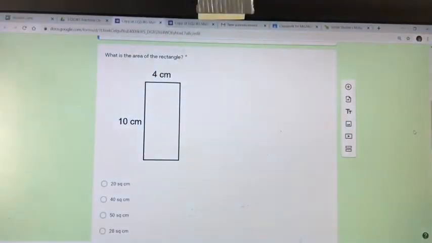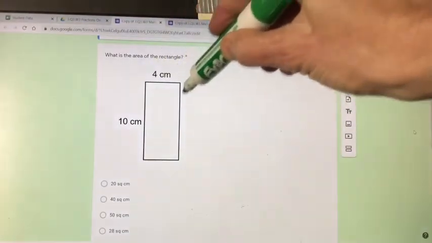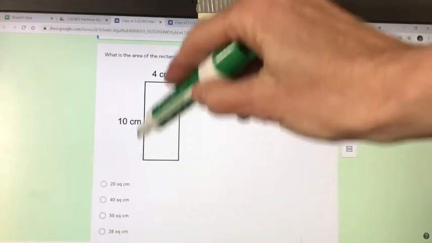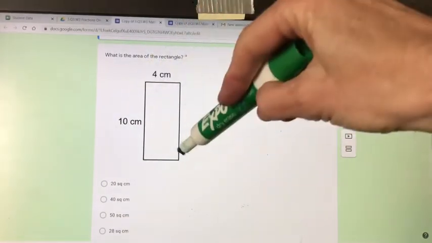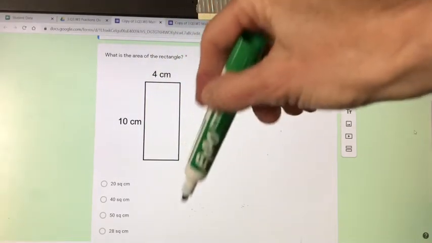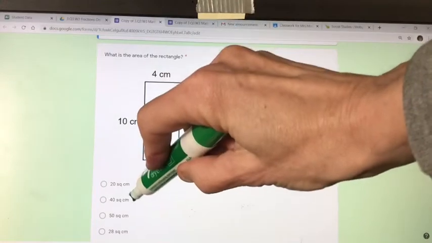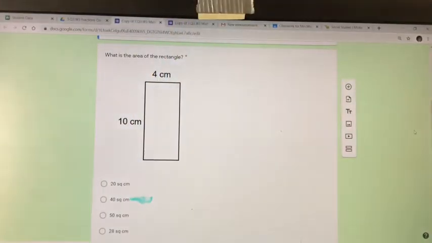Be careful, the bottom one says 28. If I was finding the perimeter, a fence on the outside, the perimeter is 28. 10 plus 10 is 20, plus 4 is 24, plus 4 is 28. But I'm finding the area. So I want the inside. I want length times width, or 40.